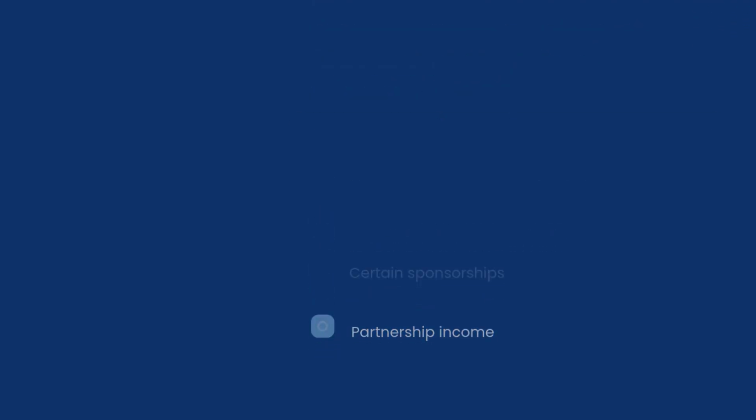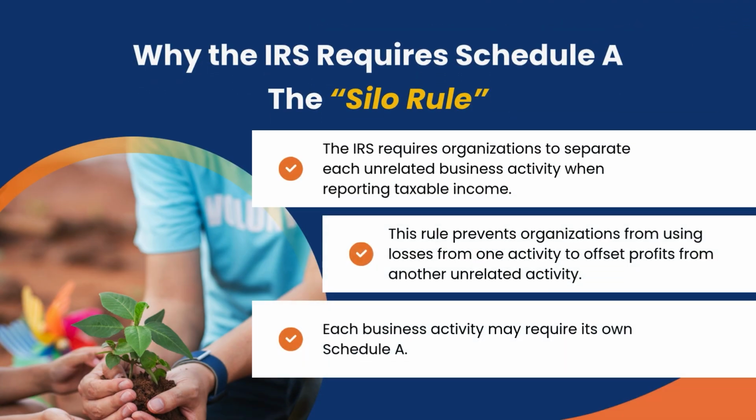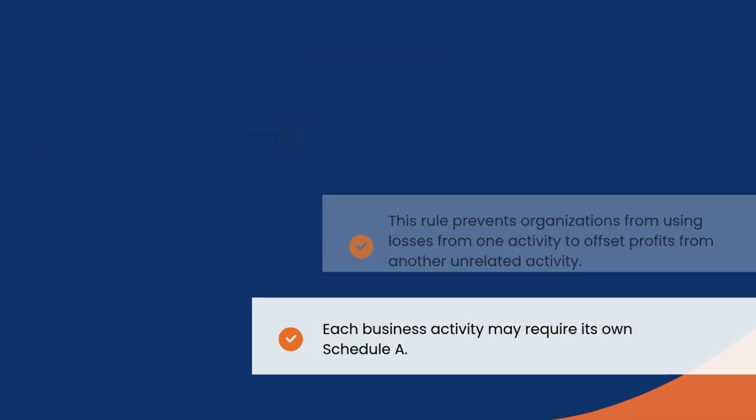The IRS requires organizations to separate each unrelated business activity because of what's called the silo rule. That means losses from one unrelated business activity usually cannot offset profits from another activity. So if a nonprofit operates an online store, advertising services, and a rental business, each activity may require its own Schedule A. This helps the IRS calculate taxable income more accurately for every separate business activity.